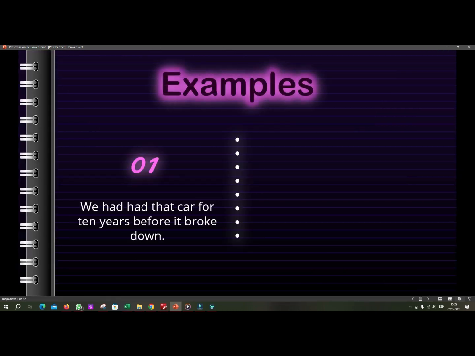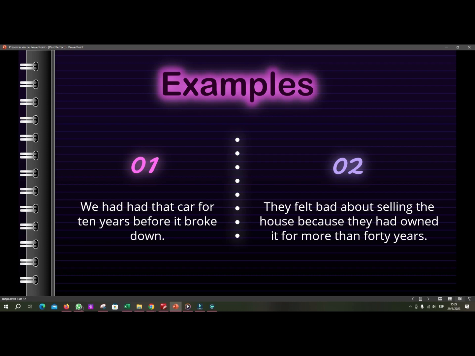So, for example, we had that car for 10 years before it broke down, right? Or you can say they felt bad about selling the house because they had owned it for more than 40 years. So that would also be an example using a non-continuous verb there, right?